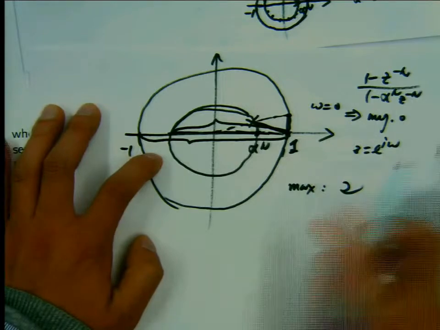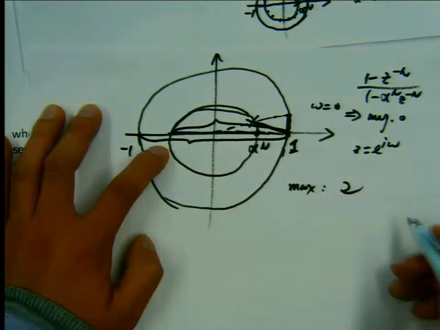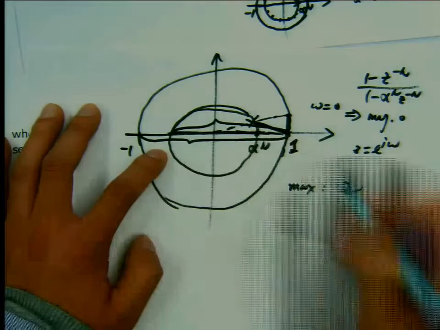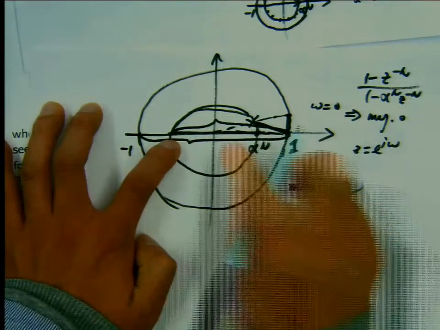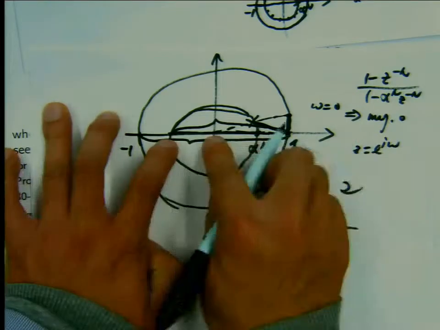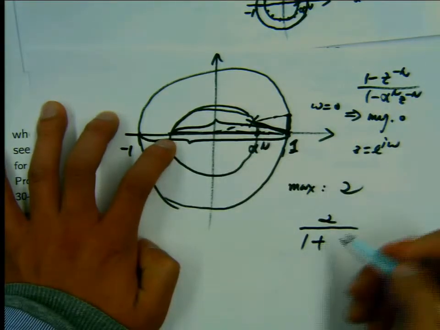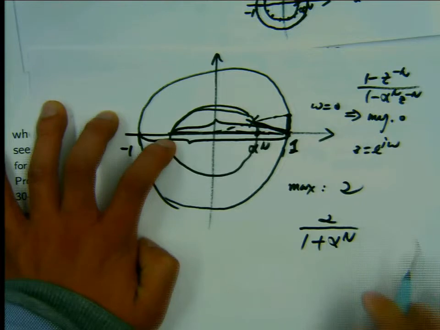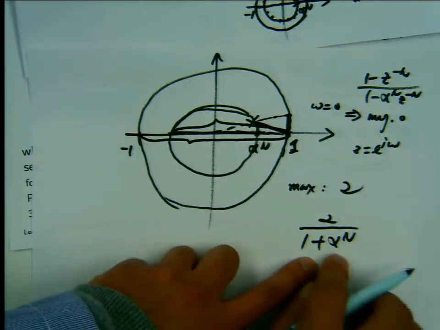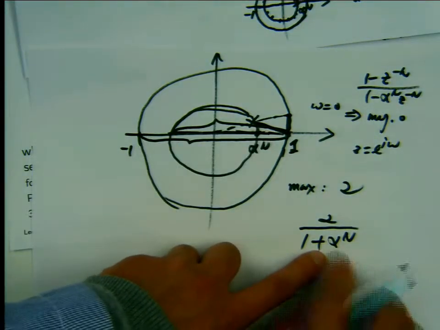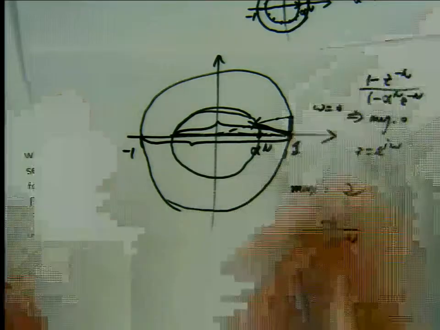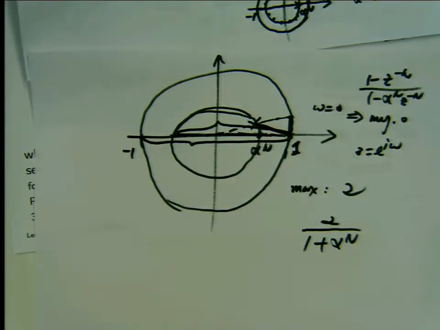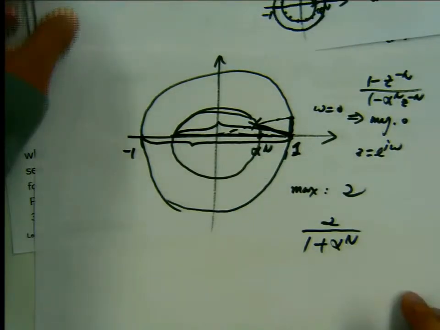You can actually analytically write it down. 2 divided by this length. So this length is 1 plus α^n. So immediately you see you can change the maximum magnitude by tuning this α. Okay. So that's another way to improve the design. Okay.